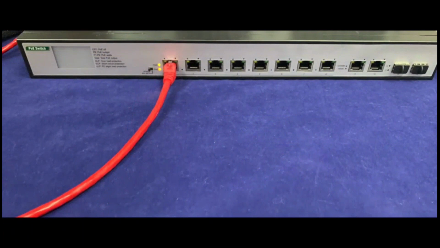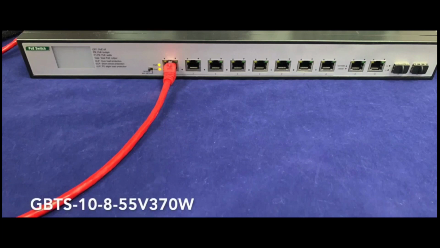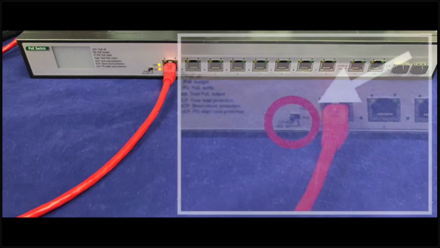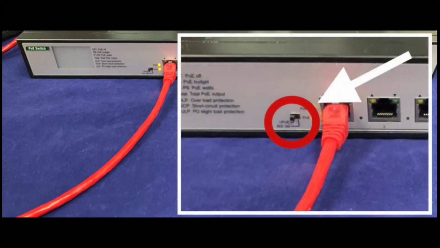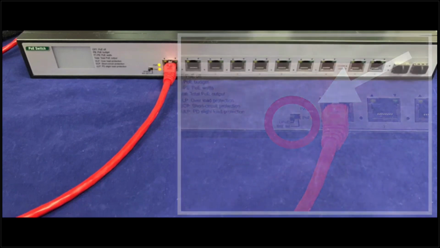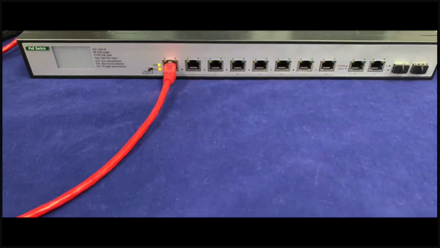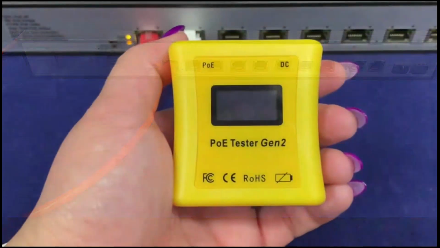For my power sourcing equipment today, I'm going to use a GBTS-10-8-55V 370W PoE switch. This is one of our PoE switches that can support 802.3 BT power for up to 8 devices. It supports either pre-standard UPoE or 802.3 BT devices. There is a toggle depending on which type of power you're testing. So you have UPoE or 802.3 BT. For today's purposes, I want to make sure I switch it over to 802.3 BT power.